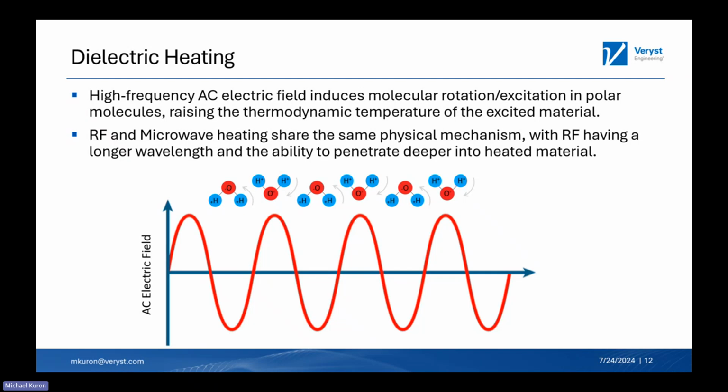Now, RF and microwave heating share essentially the same physical mechanism, with RF having a longer wavelength and therefore the ability to penetrate deeper into material than microwave typically has.